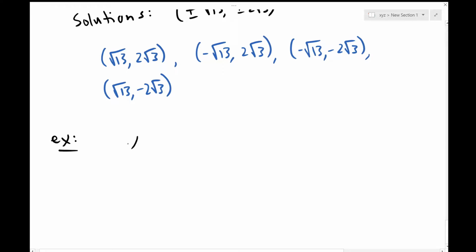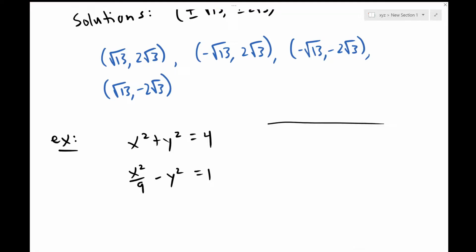So suppose I had the system, let's say x squared plus y squared equals 4. And let's look at the equation x squared over 9 minus y squared is equal to 1. So hopefully we'll recognize these graphs as being that of a circle in the first equation, and the second one is a hyperbola. So let's again go ahead and graph these equations.